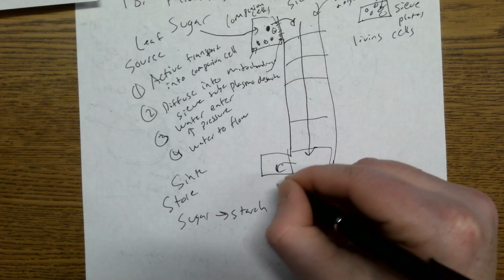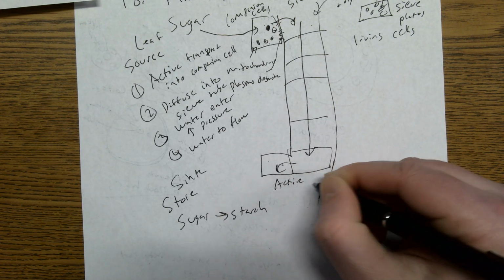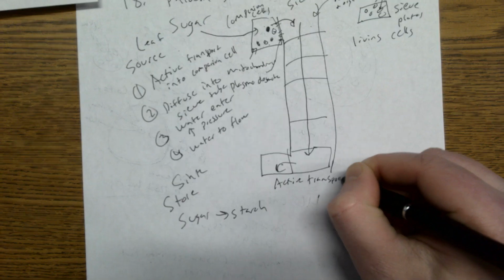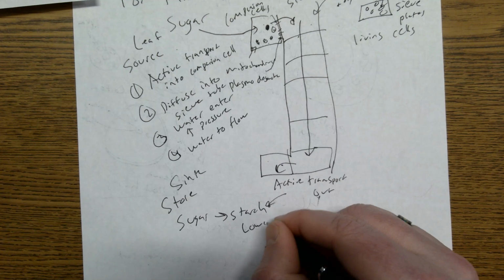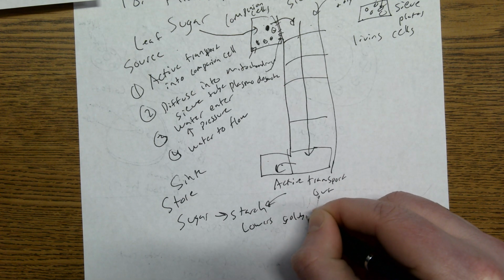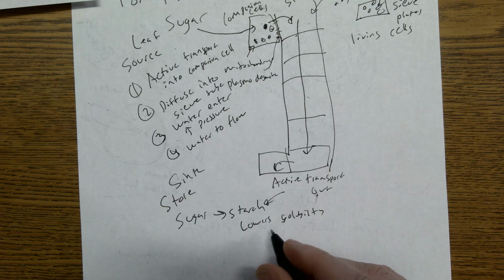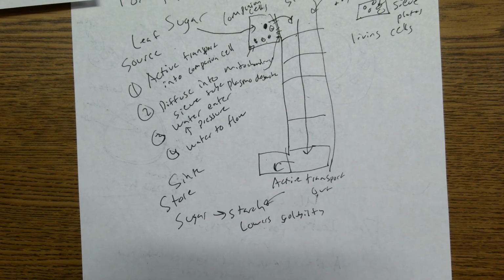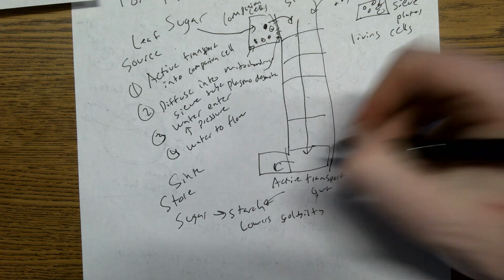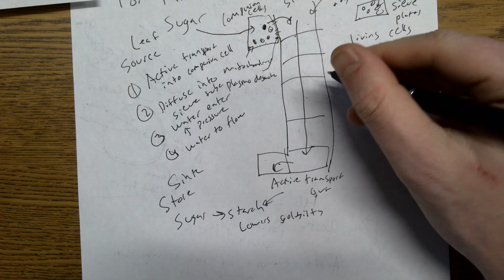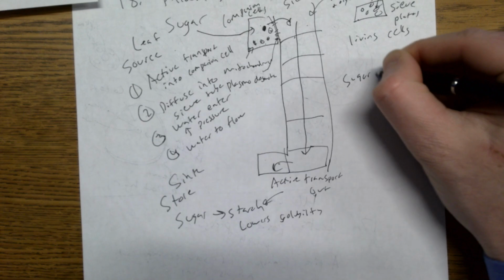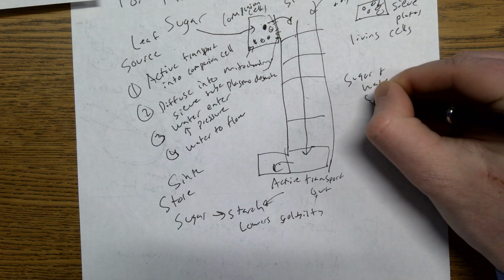And then you do this. And this lowers the solubility. So what you've done is you've created an area of lower pressure by taking that sugar and converting it into starch. So there's low water pressure here, so that the water will push it and pull the sugar down with it. We call the sugar plus water sap.